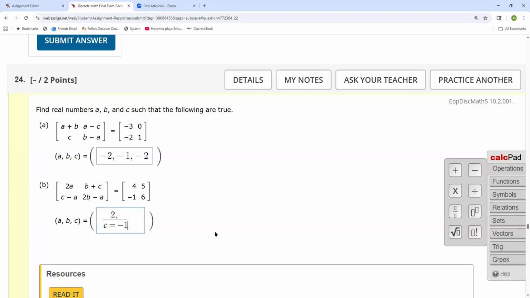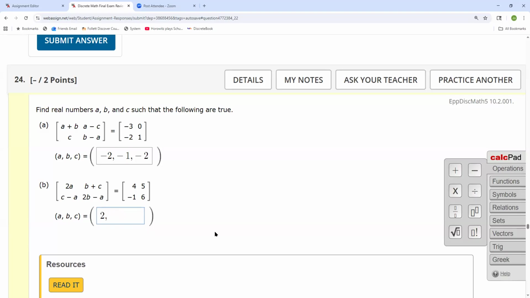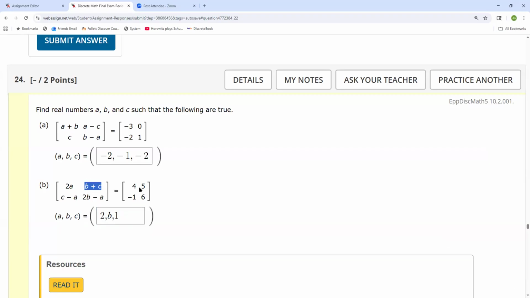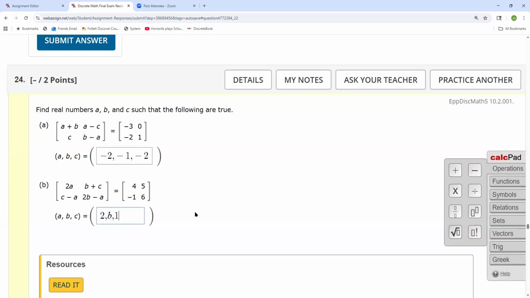1, correct. So let me backspace that line. So I know C equals 1, but I don't know B. However, I do know that B, let me look for it right there. The second equation, B plus C equals 5. So I know that B plus C equals 5.